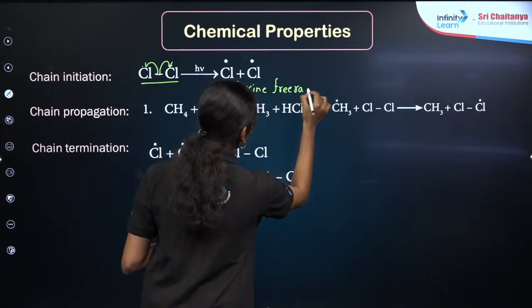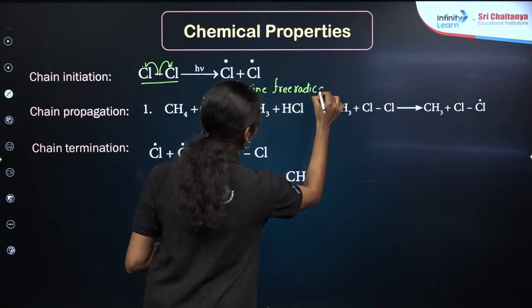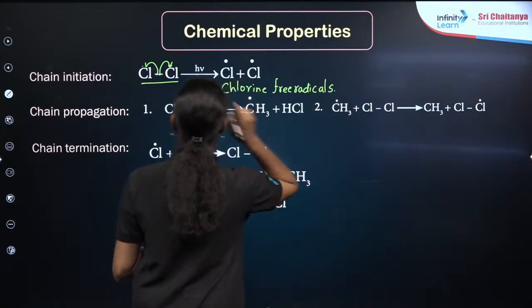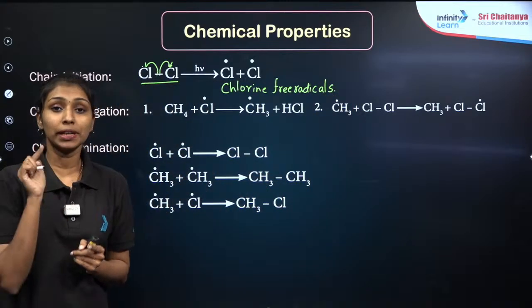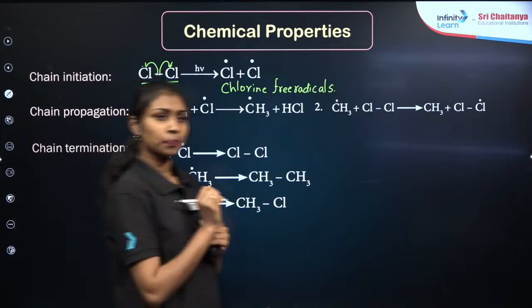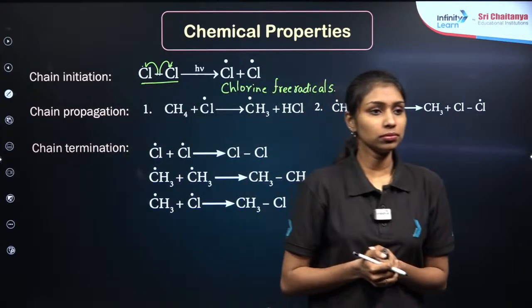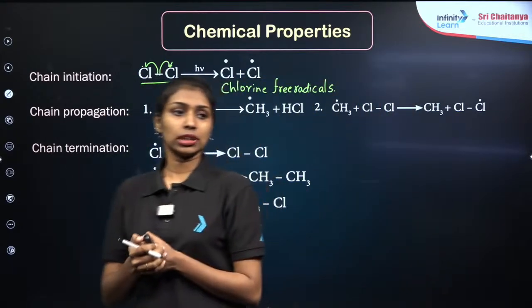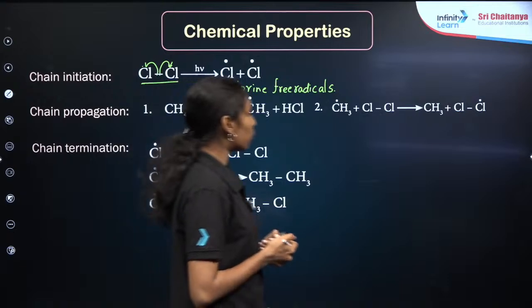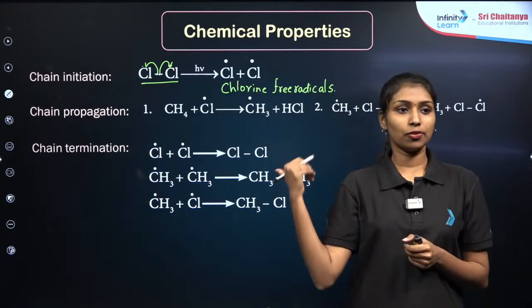So in the first step, the initiation step, the halogen will undergo homolytic cleavage to form these free radicals. Abhinav, which point do you want me to repeat, homolytic cleavage or the first step?